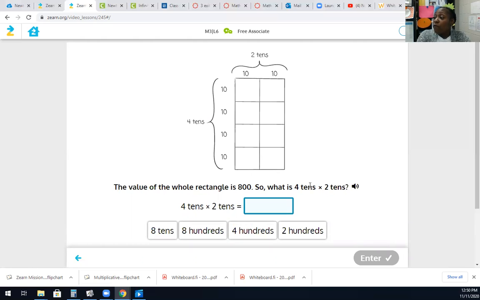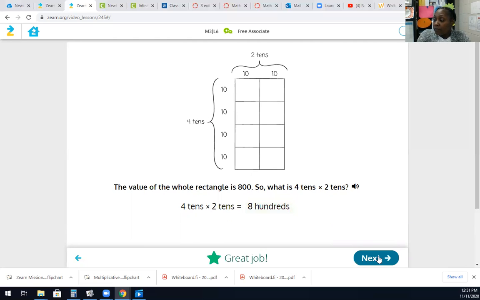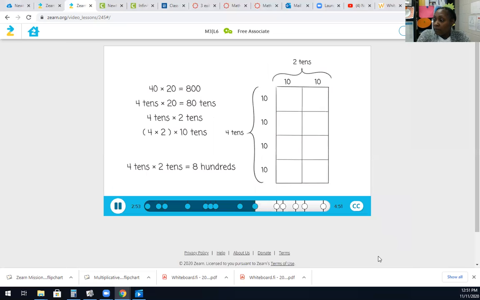So what is 4 tens times 2 tens, guys? Remember, it's 4 tens times 2 tens. It is 800. 8 squares, each with an area of 100, means that the whole area is 8 hundreds. So 4 tens times 2 tens equals 8 hundreds. Saying it another way, 40 times 20 equals 800.